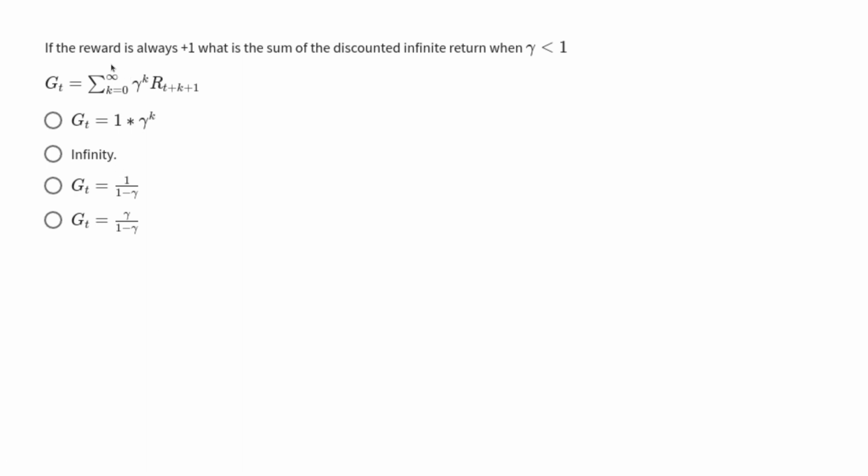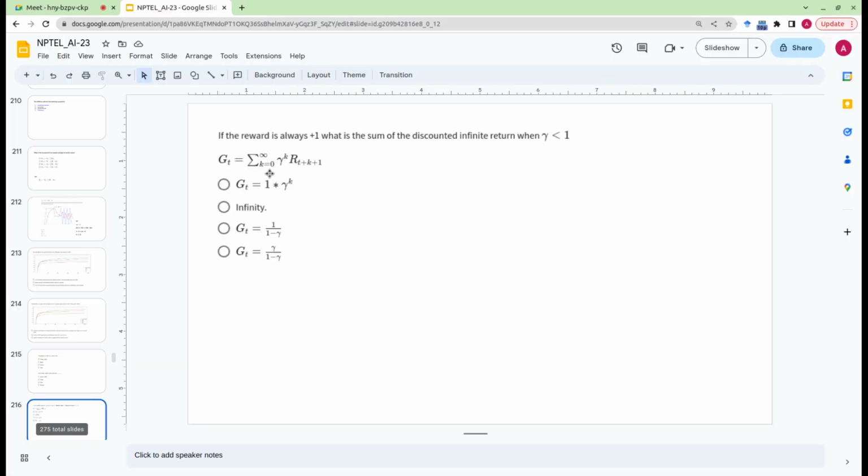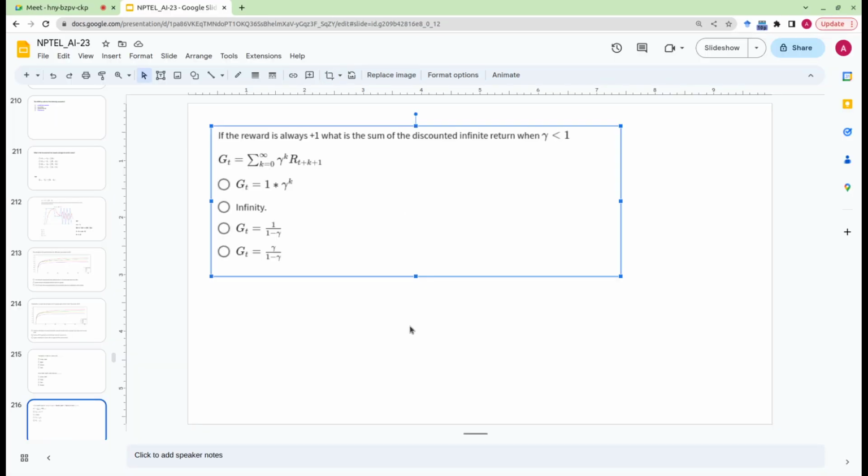Now this question: if reward is +1, what is the sum of discounted infinite reward when gamma is less than 1? And the gamma value is this. Just put the value. Gamma, 1 by 1 minus gamma, right? 1 by 1 minus gamma, true. Let's open it there and see if it's 1 by 1 minus gamma or not. I think it is so.